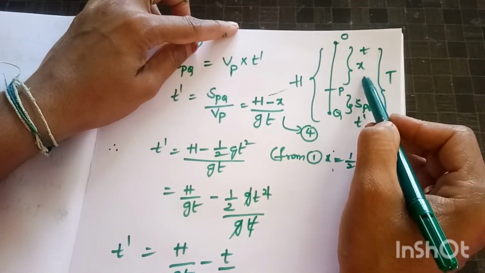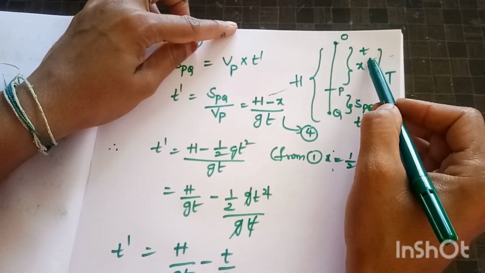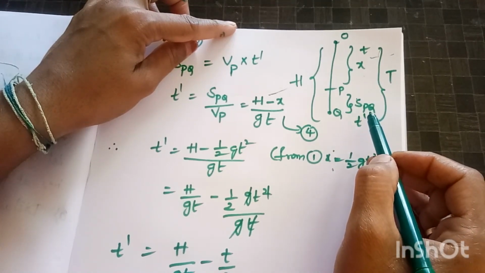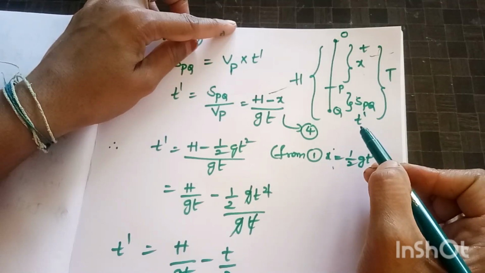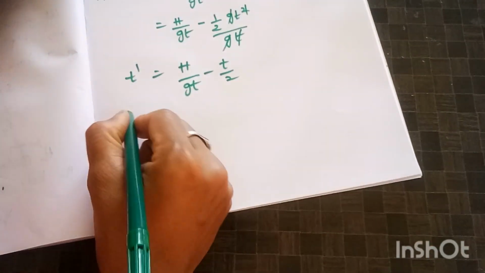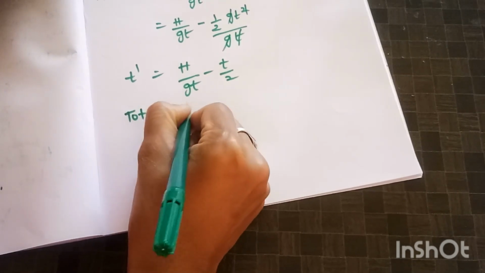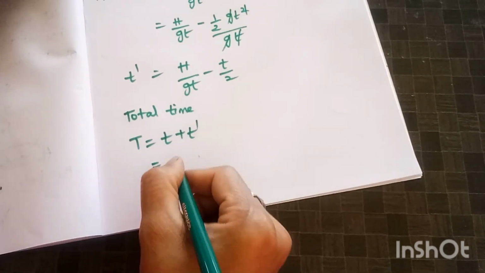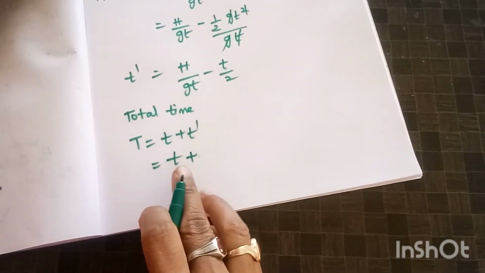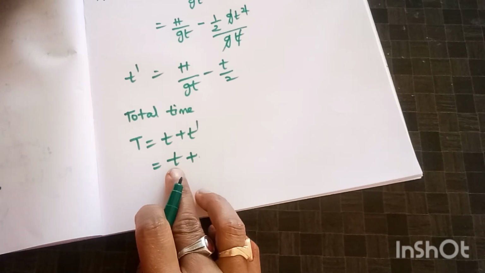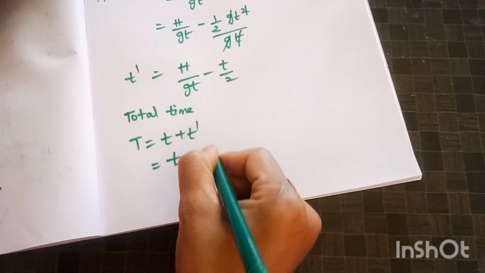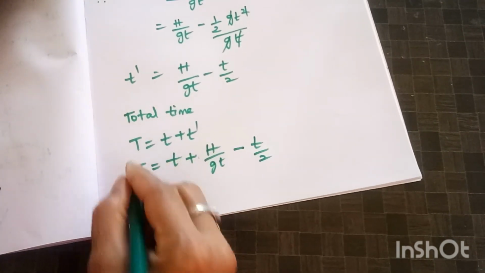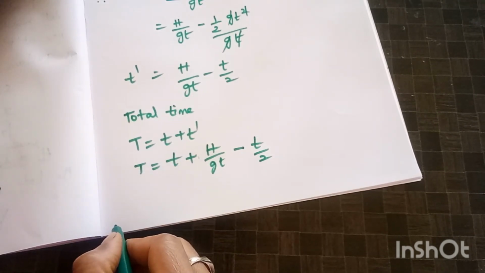At time t, the distance traveled by the object is x. At time t dash, the distance traveled will be S_PQ. If you add these two times, you will get the total time. So total time T equals t plus t dash, where t is the time traveled by the object before ceasing, and t dash is h by gt minus t by 2. This is the total time traveled by the body.